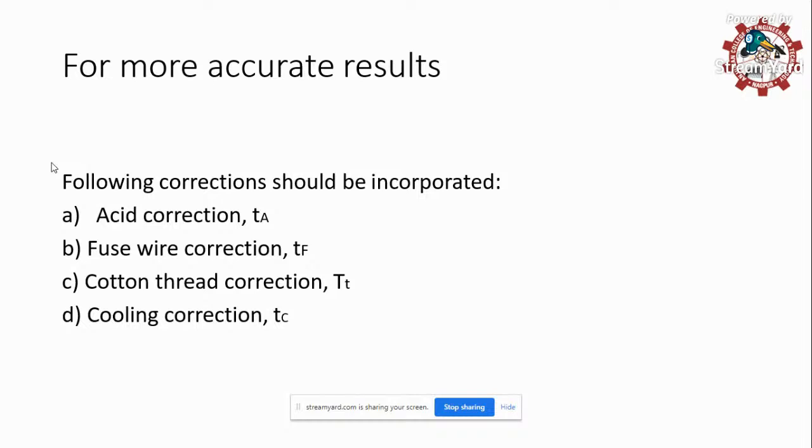हमने वो भी ले लिया है पहले, हमें उसका भी ध्यान रखना पड़ेगा, ठीक है. अच्छा, spark was not sufficient, henceforth we have used cotton thread, है ना, cotton thread wound किया था. तो हमको क्या करना पड़ेगा, cotton thread ने भी जलने के बाद कुछ ना कुछ energy दी होगी जो हमने crude GCV में already ले चुके हैं, तो हमें वो भी देखना है, उसका भी पता करना है, right. उसके बाद आता है cooling correction.